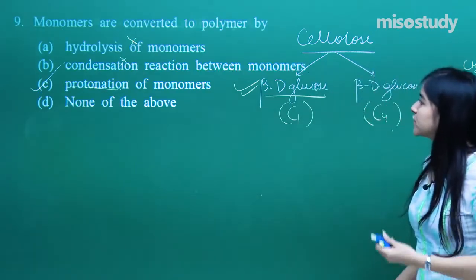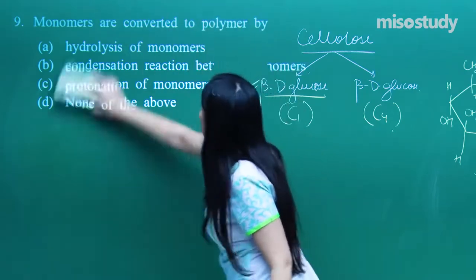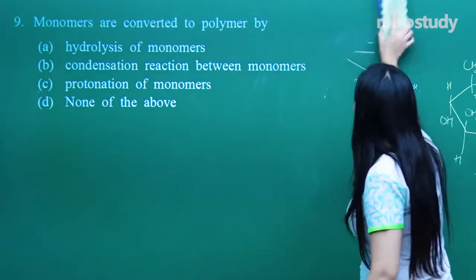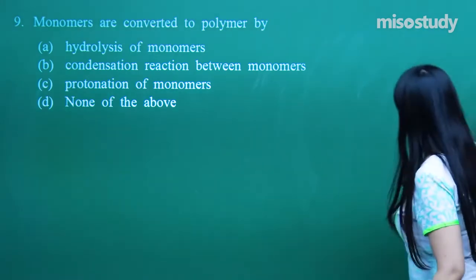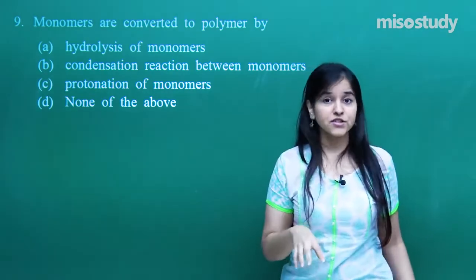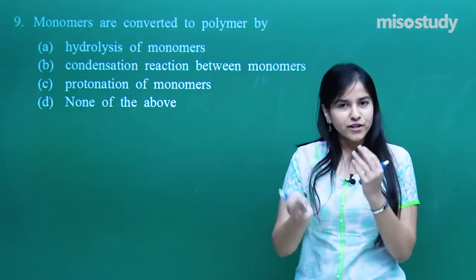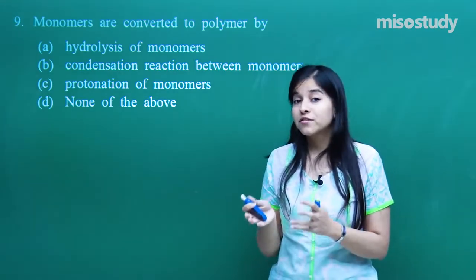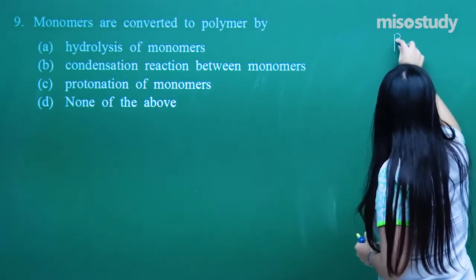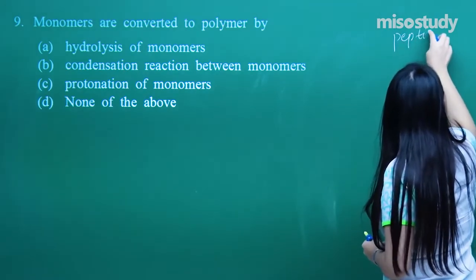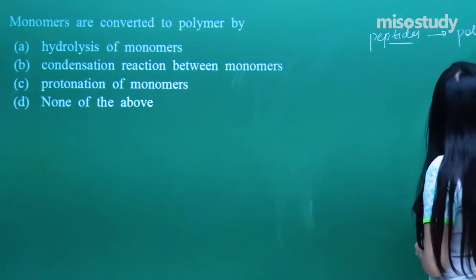So let's just move on to the second last question. What do we have? Okay. Monomers are converted to a polymer by. So the question actually resembles the chapter polymers, but still yet it has a meaning in this chapter as well. So the monomer is always converted into a polymer. What kind of a monomer and what kind of a polymer we are dealing with here in the biomolecules chapter is the peptide linkages, or we can say the peptides are converted into polypeptides.